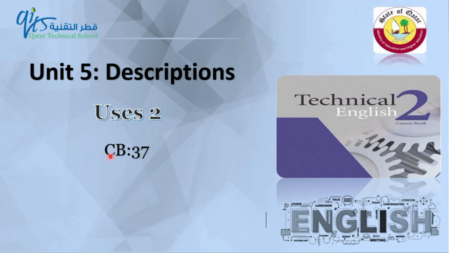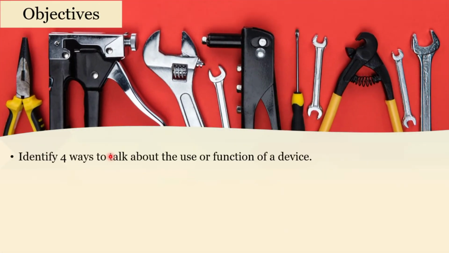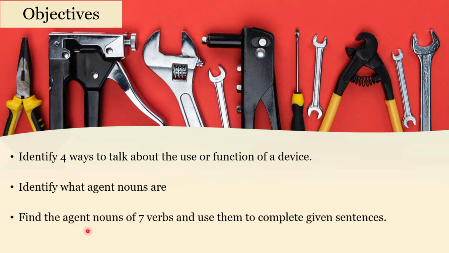In this lesson, we are going to cover three main objectives. Number one, identify 4 ways to talk about the use or function of a device. Number 2, identify what agent nouns are. And the last objective is to find the agent nouns of 7 verbs and use them to complete given sentences. Now, let's begin.